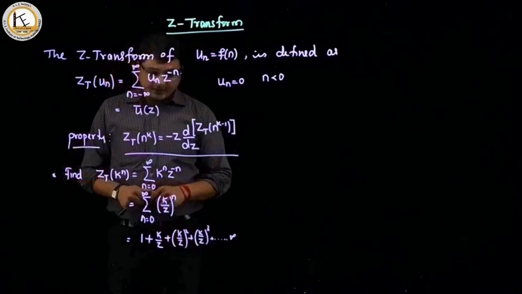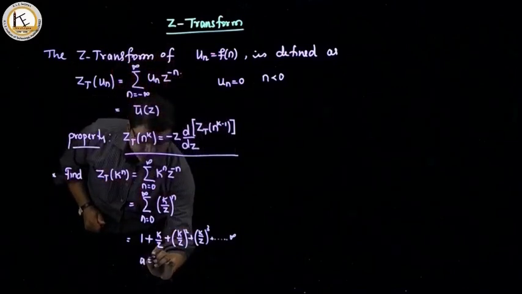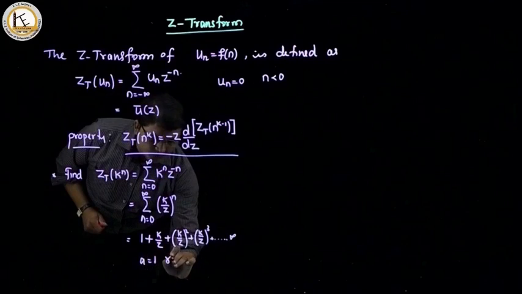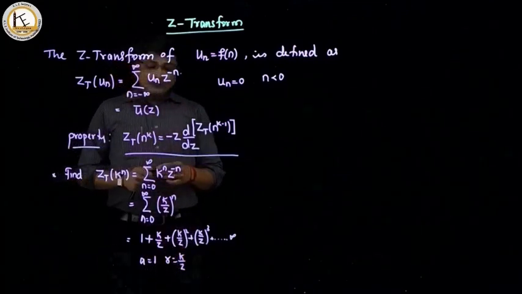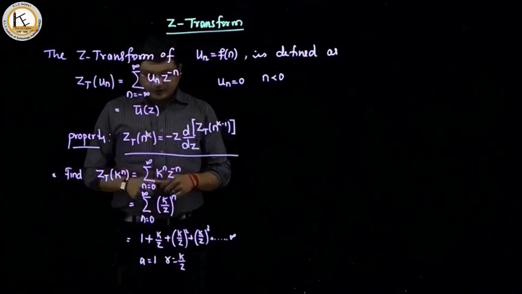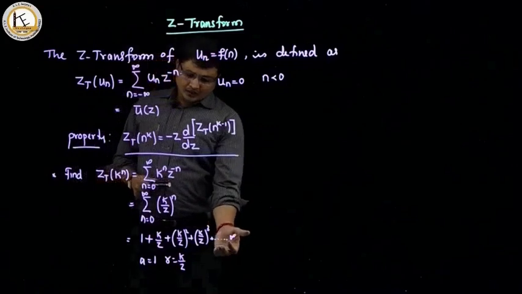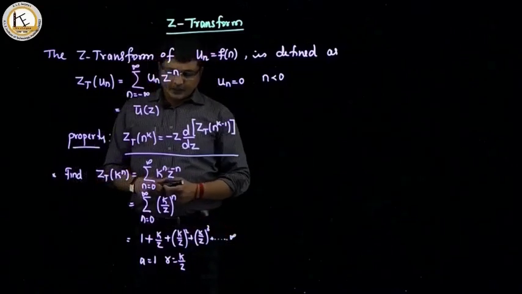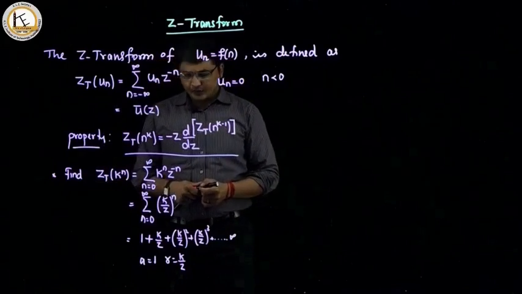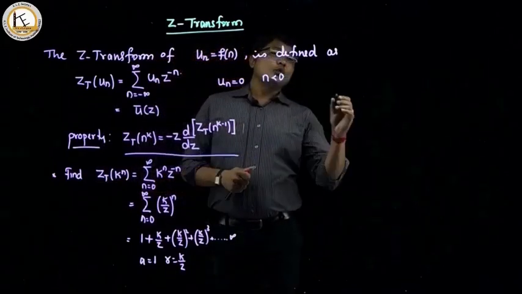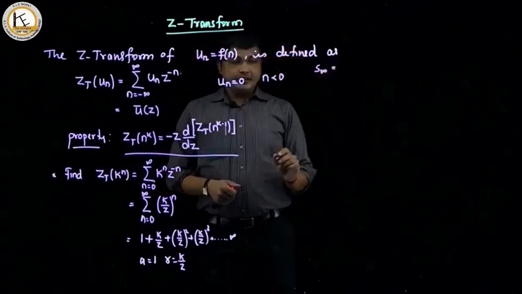Since this series represents a geometric progression, the first term of this series is a equal to 1 and the common ratio r is k by z. So we have a equal to 1 and r equal to k by z, where r is the common ratio of the GP, because this series represents a geometric progression.